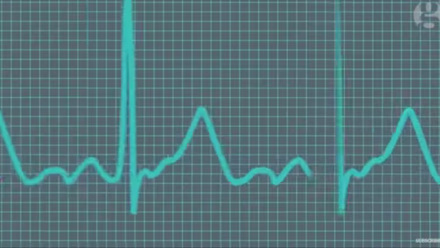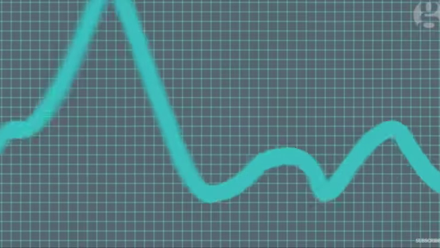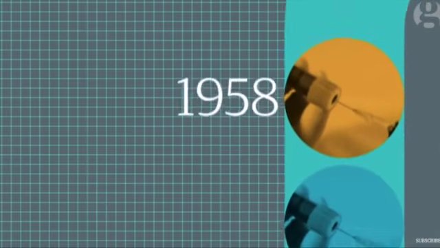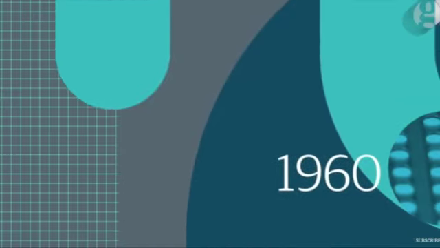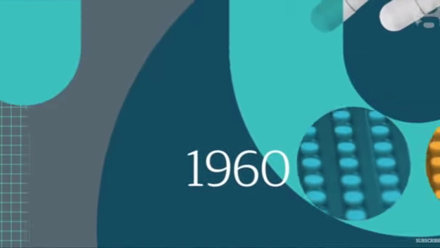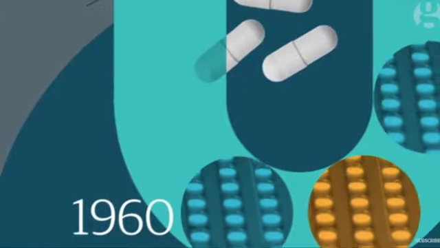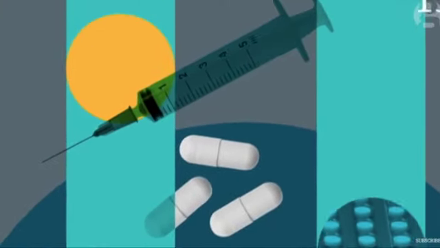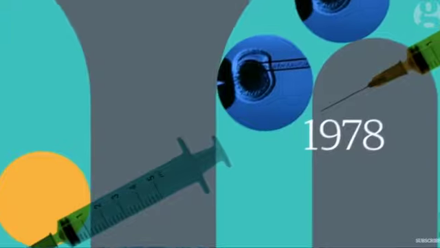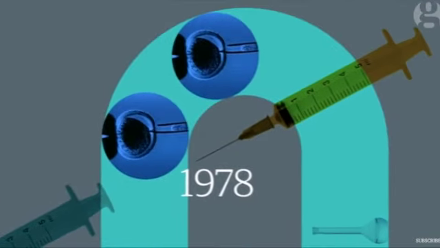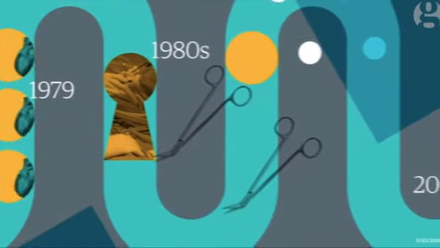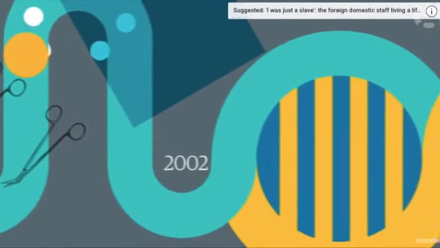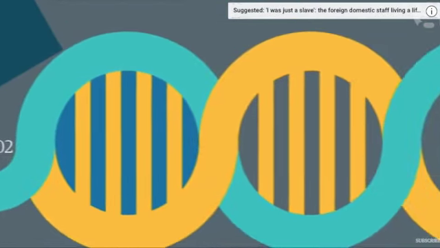But if NHS history has been politically turbulent, it has also been packed with clinical advances. In 1958, polio and diphtheria vaccinations were rolled out nationally, drastically reducing deaths from these illnesses. In the 1960s, the contraceptive pill was given first to married women, then all women who wanted it. 1978 saw the world's first test tube baby being born. 1979, the first UK heart transplant. The 1980s saw pioneering use of keyhole surgery, and in 2002, the first gene therapy.